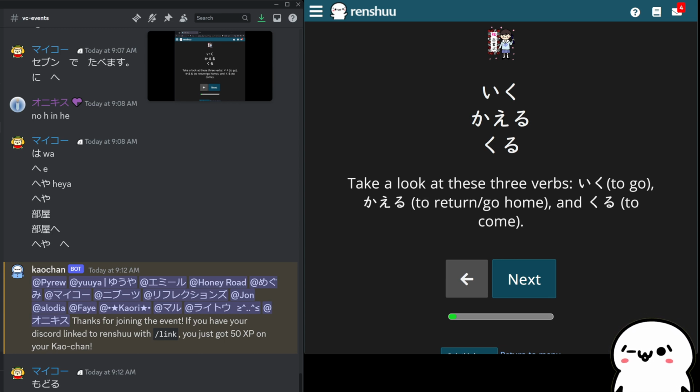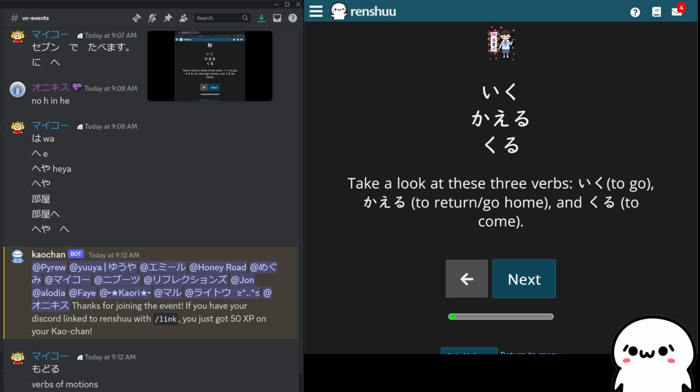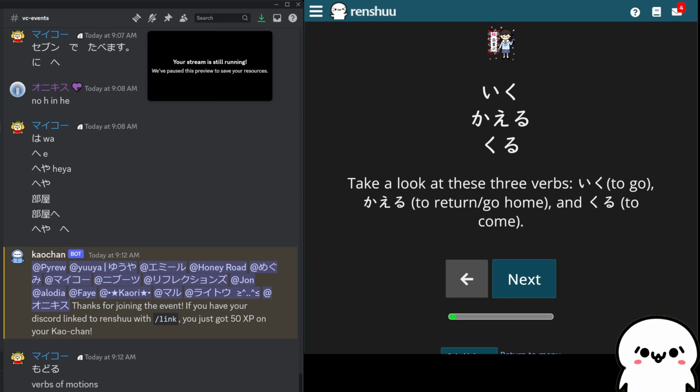But these are all, and I'm going to call them, verbs of motion. They're verbs of motion because they describe movement. And not just movement as in, hey, I'm waving my arms. It's movement as in I'm moving from one location to another. And with those comes the e and ni.